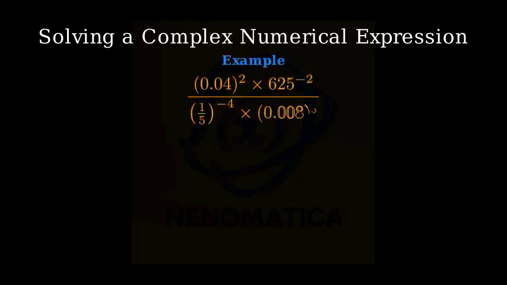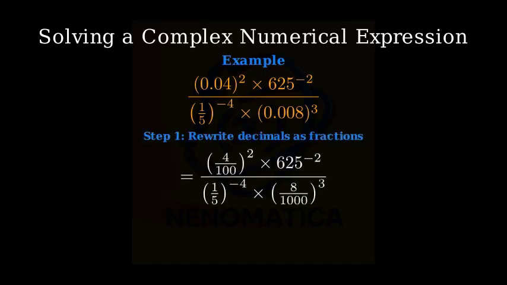We need to evaluate the expression, the quantity 0.04 squared times 625 to the negative second power, divided by the quantity 1/5 to the negative fourth power times 0.008 cubed. First, let's rewrite our decimal values as fractions. 0.04 can be written as 4 over 100, and 0.008 can be expressed as 8 over 1,000.